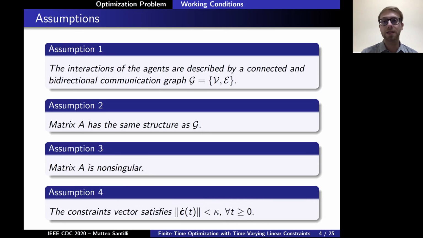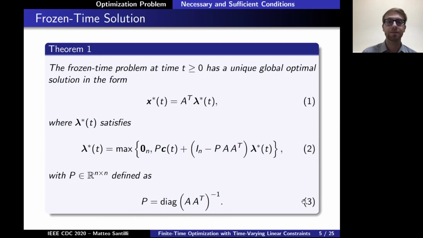The working assumptions of our work are the following. We assume that the interaction of the agents is described by a connected and bidirectional communication graph G. We assume that the matrix A has the same structure as the graph G, and furthermore we assume that A is non-singular. And finally we assume that the constraint vector c is uniformly bounded, meaning that its derivative is upper bounded by a positive scalar k for all the time t.